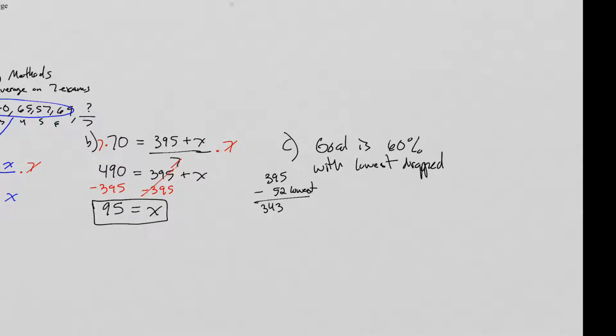Okay, so all right, I want a D. I want to pass the class. I'm going to drop my lowest. So that's going to give me 343 points. What do I need to make on my next test, which is a total of 7 test grades? So now if you multiply by the 7, you still get the same amount. You still need 420 points.